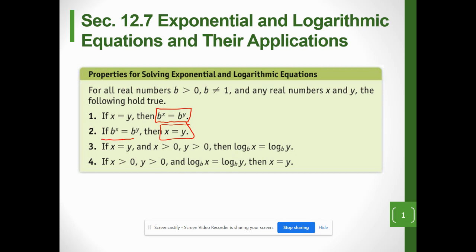Now, if x and y are both positives, we can also use the logs, right? Log of any base of x is equal to log of the same base of y. And vice versa. If x and y are both positives, and I have that log base b of x is equal to log base b of y, notice I have the same base. I'm just going to say x is equal to y. Right? Those are rules that we have.